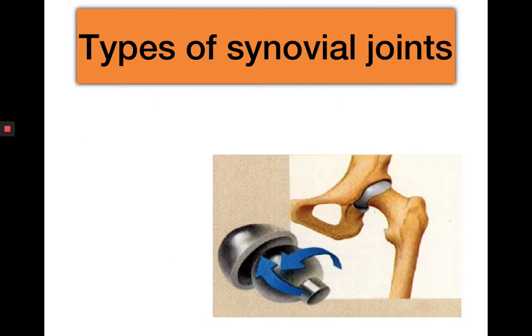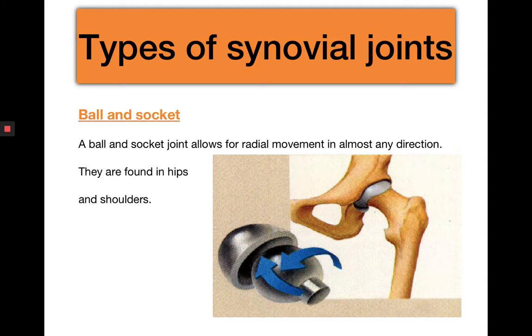So here's a picture of a ball and socket. We can see the ball going into the socket there, and the example here is the femur, so we have the femoral head going into the pelvis. A ball and socket joint allows for radial movement in almost any direction, and we find these in the hips and shoulders. So our shoulders have a little bit more mobility, but they're less stable. We have more stability in our hip joint.